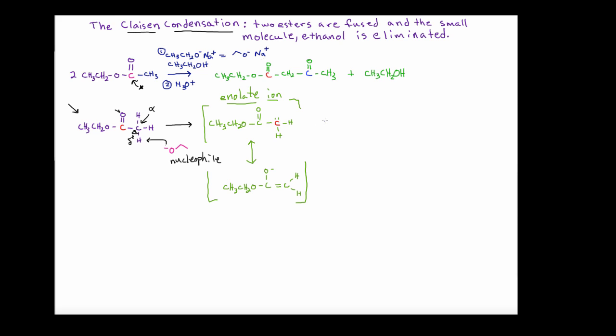So what I'm going to do now is I'm going to draw the other ester molecule here. I'm going to flip it around because it just makes it easier for me to do the mechanism. And remember, this is an ester. All right, so this carbon here is electrophilic. All right, it has a partial positive charge on it. And this is a common thread that we've been talking about now through the aldol addition and condensation, and now with the Claisen.